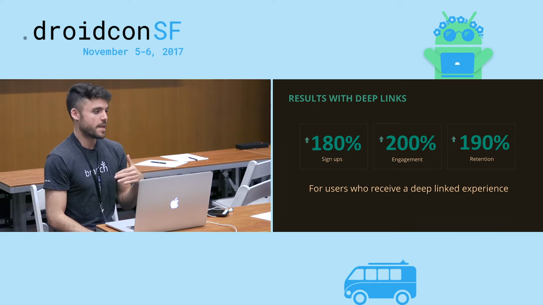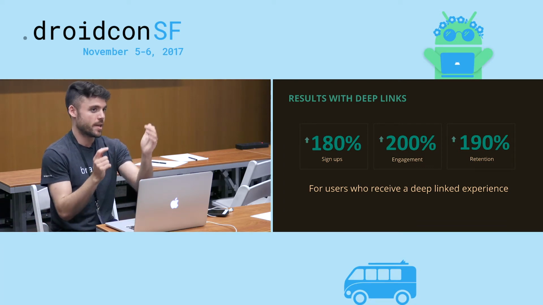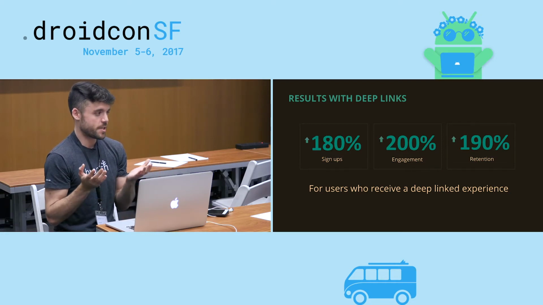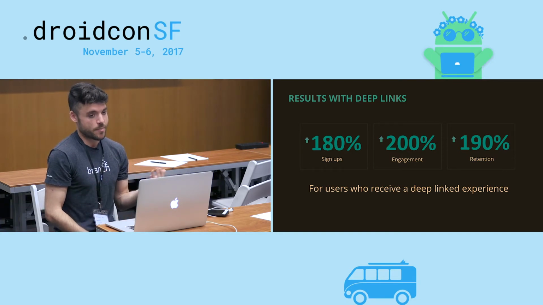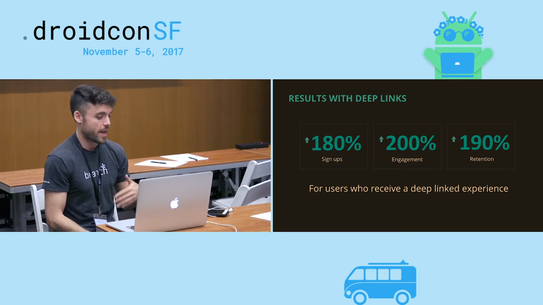Or when you take someone from web to app, in the Zappos example, and they're looking at a pair of shoes on your website, and they click Get the app, and it takes them to download the app, and then the app opens up to that same pair of shoes. That user, because they were taken to the content they were expecting to see, is twice as likely to sign up with your application, twice as likely to engage with it, and about twice as likely to come back and use it again.